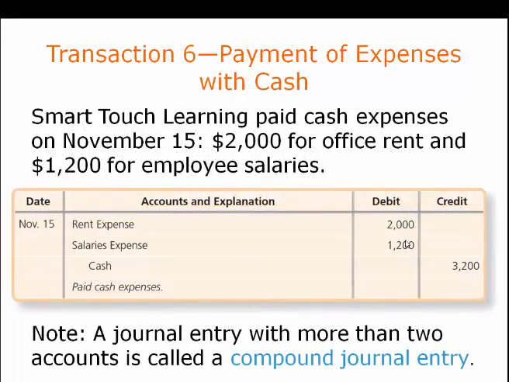Okay, now Smart Touch paid cash for expenses on November the 15th: $2,000 for office rent and $1,200 for employee salaries. So cash went out. They wrote 2 checks, so cash went out. And so we're going to increase an expense account, $2,000. We're going to increase salaries expense, $1,200. And cash goes out, $3,200. So you have 2 debits and 1 credit for $3,200. And this is called a compound entry.